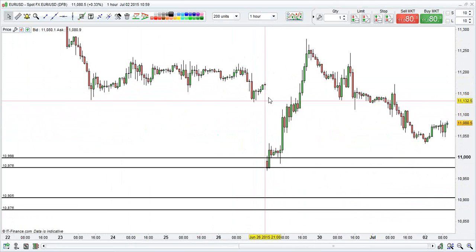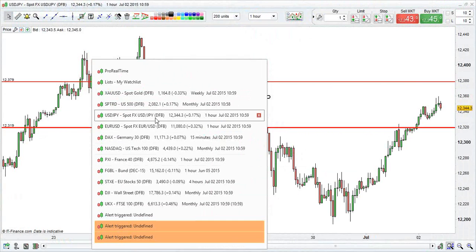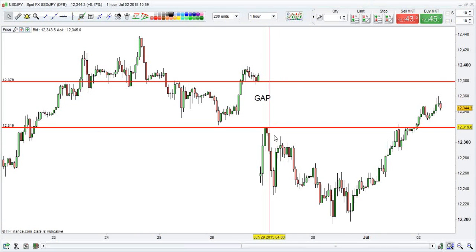So these are our patterns to look out for. On a belt hold bearish, the market is trending when a significant gap in the direction of the trend occurs on the open. From that point, the market never looks back. As we can see again, the market never looked back. The market gapped down and it kept falling, throughout the rest of that session and the next session, in the direction of the gap, which was down.